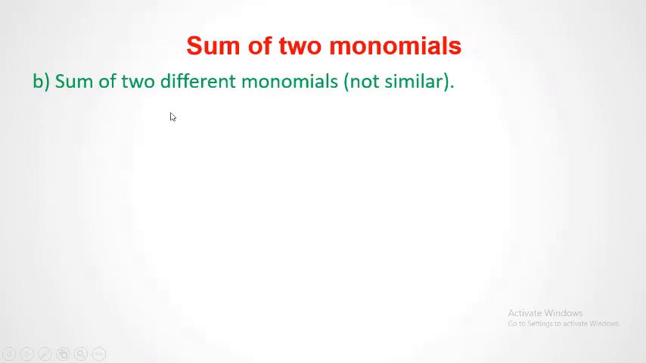The sum of two different, non-similar monomials. For example, 3x squared plus 2x. They have different literal parts, so they are not similar monomials. We will decompose 3x squared as x squared plus x squared plus x squared, and 2x as x plus x.